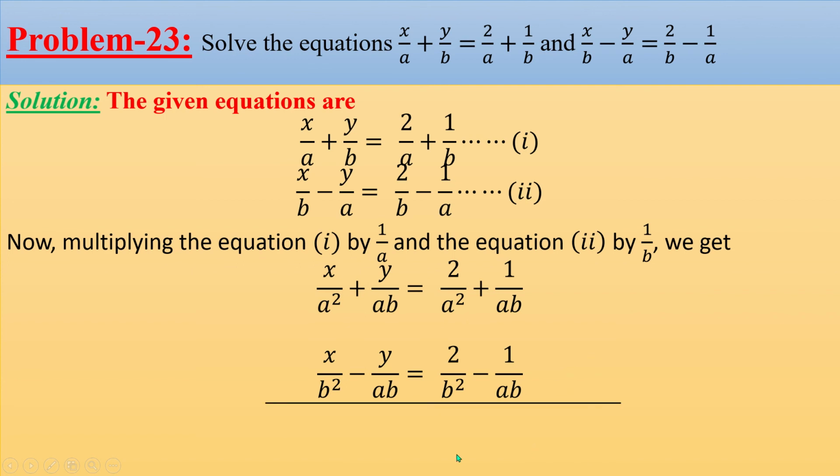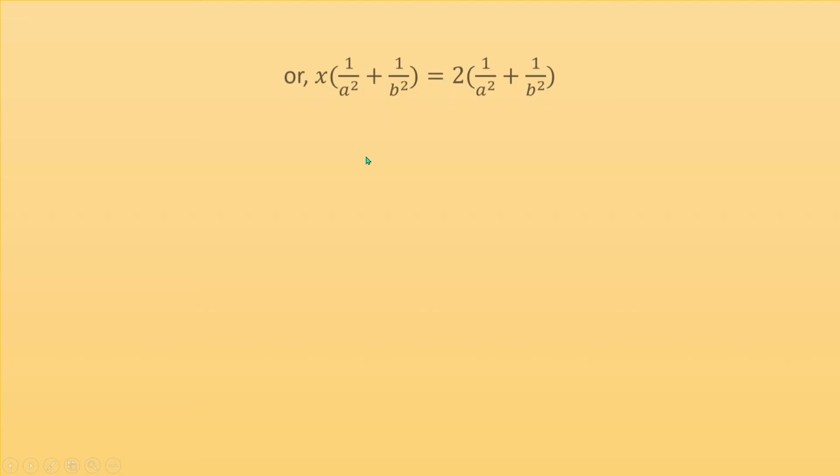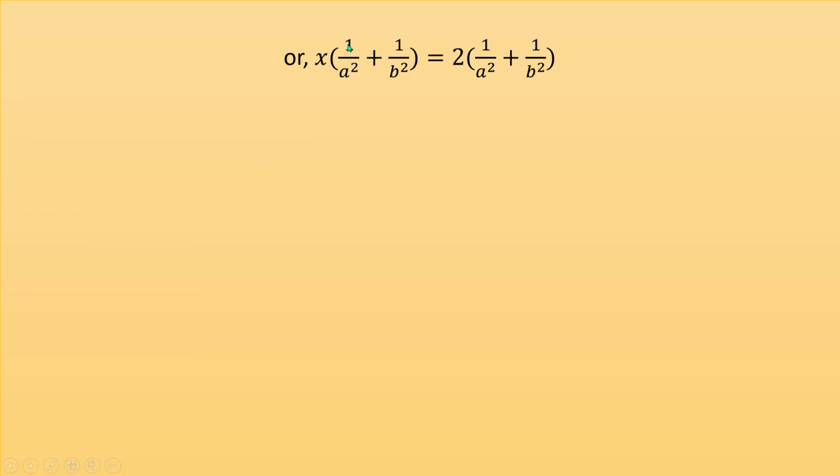Now as here is plus and here is minus, we have to add. Clear? So this and this cancel, this and this cancel, we get x by a square plus x by b square, and here 2 by a square plus 2 by b square. Clear? Okay, now take common. x is common, so here will be 1 by a square plus 1 by b square, and here 2 is common, so 1 by a square plus 1 by b square.